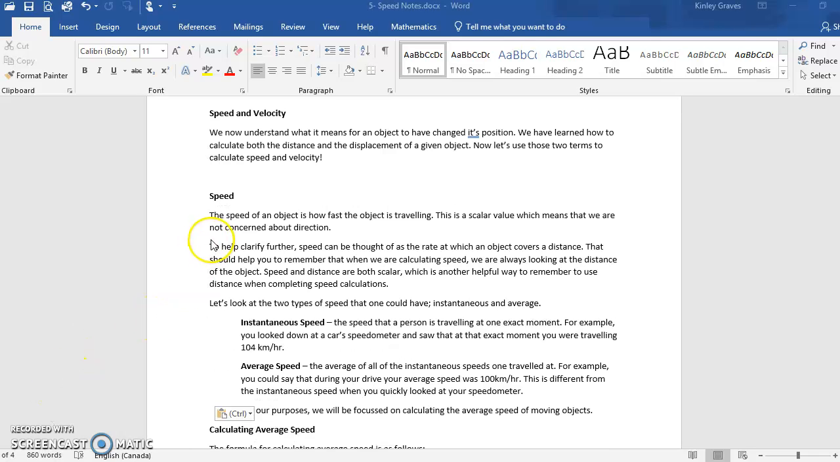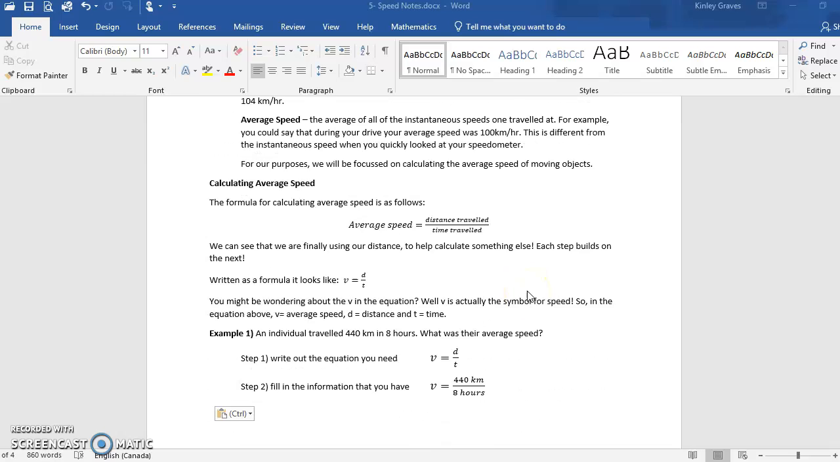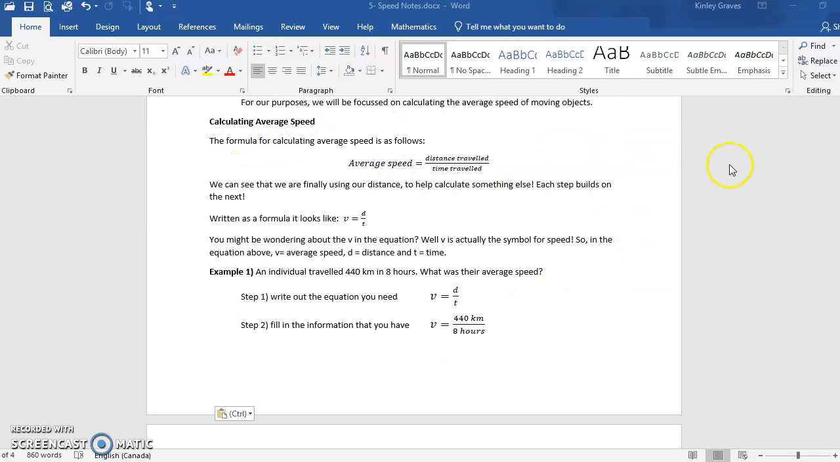So speed, the speed of an object is how fast the object is traveling. It's a scalar value, meaning that we're not concerned about direction. To help further clarify, speed can be thought of as the rate at which an object covers a distance. We use the word distance there, meaning that when we're calculating speed, we're using distance. So speed and distance are both scalar, and speed is the rate at which an object covers a distance, or how fast the object is traveling. Look at instantaneous and average speed on your own, and we're going to jump right into calculating average speed.